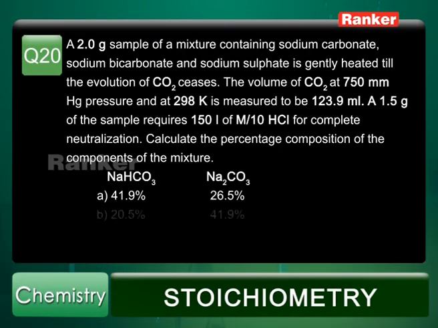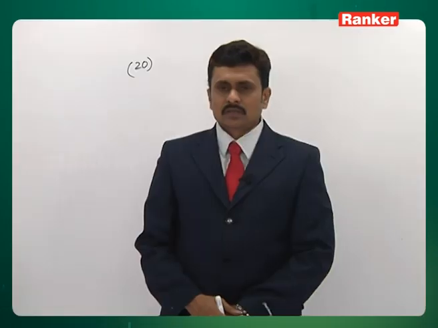We have a 2 gram sample of a mixture containing sodium carbonate, sodium bicarbonate and sodium sulfate, which is gently heated till the evolution of CO2 ceases. The volume of CO2 at 750 millimeter of mercury pressure and 298 Kelvin is measured to be 123.9 ml. And 1.5 gram of this same sample required 150 milliliter of 0.1 molar HCl for complete neutralization. Then you have to find the percentage composition of each component in the mixture.